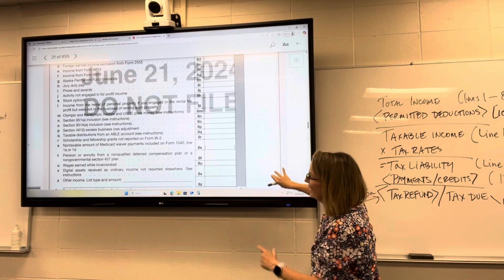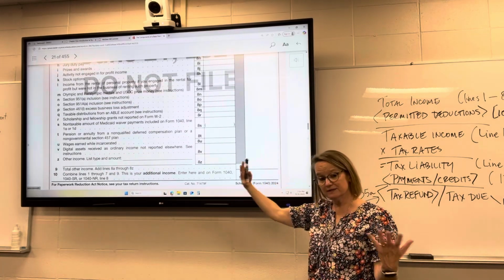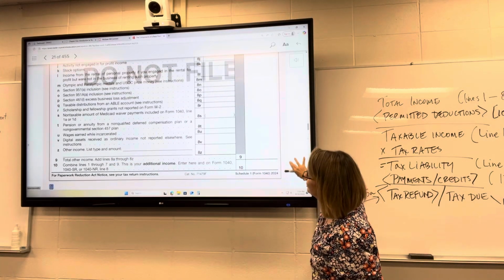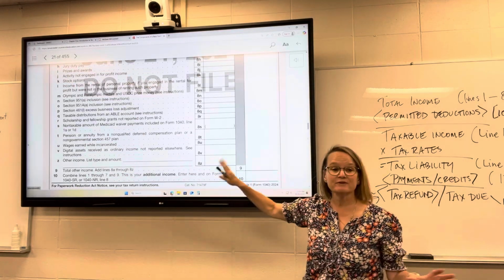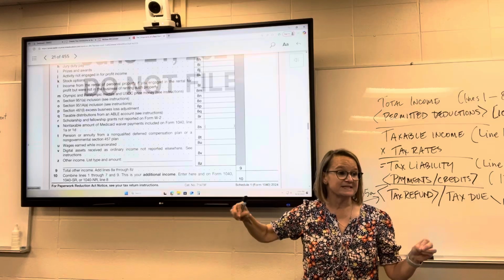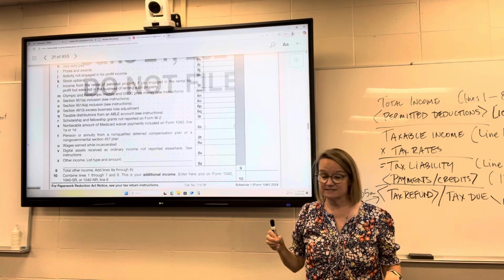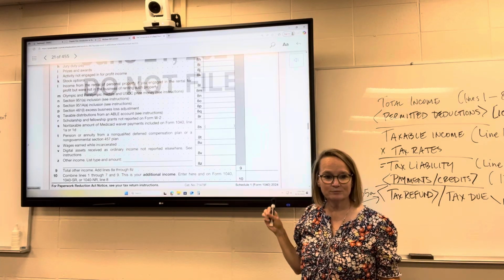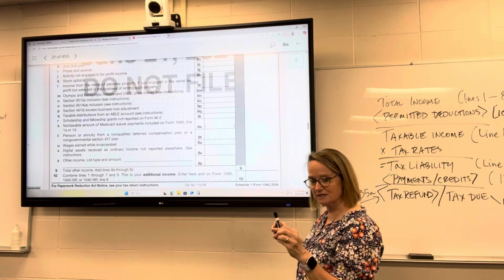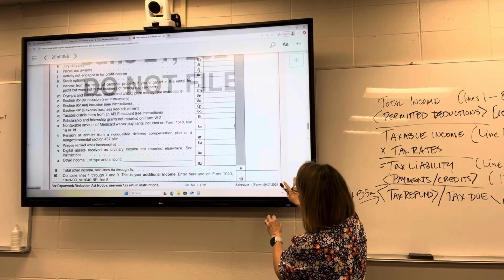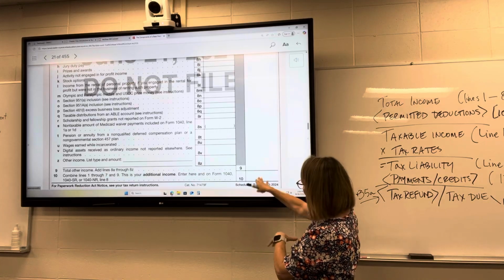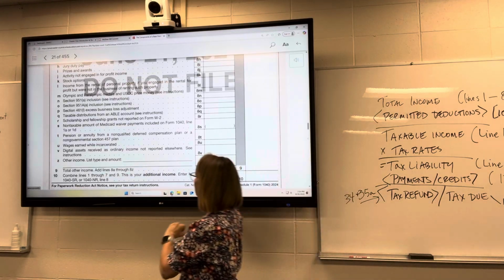So all sorts of wages earned while incarcerated. So there you go. They don't really let you get away with too much. Essentially, all income is taxable unless they say it isn't. So you can assume that everything's taxable unless there's something in the tax code that says it's not taxable. So these are all additional types of income that are totaled up on line 10.